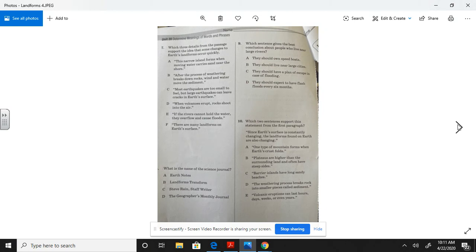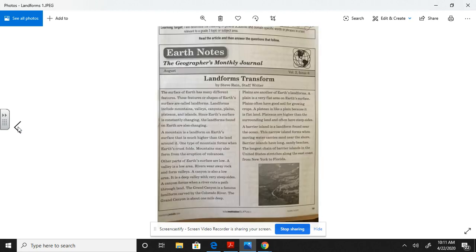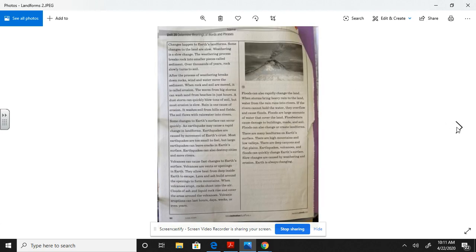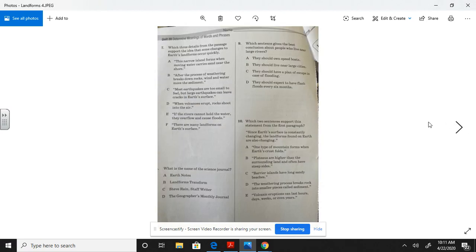Number 8, what is the name of the science journal? Well, that's easy. So I go back to the cover, and the name of the science journal is not the name of the article. This is the science journal name at the top, Earth Notes. This is the name of the article, but it's asking for the name of the journal, Earth Notes. So you could have highlighted that, and it's A.